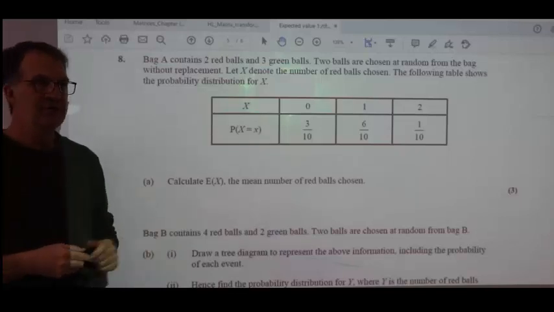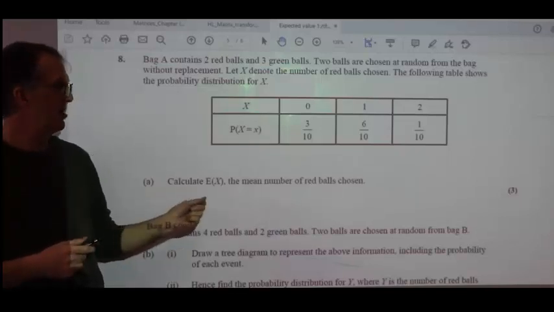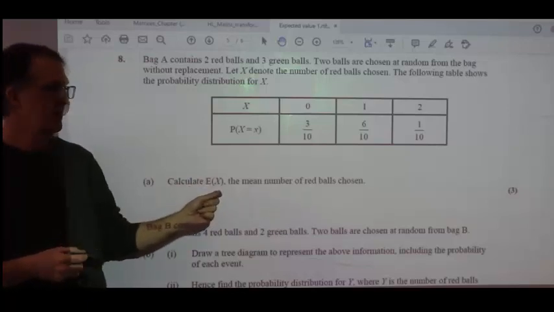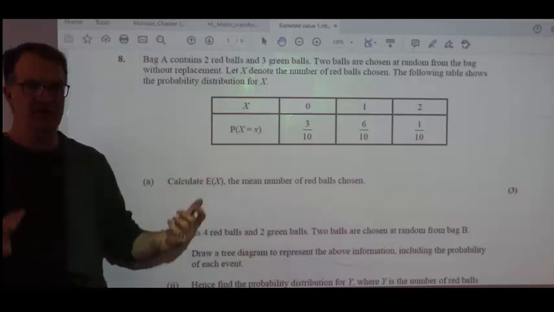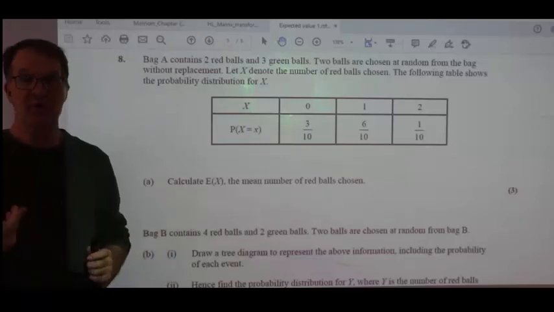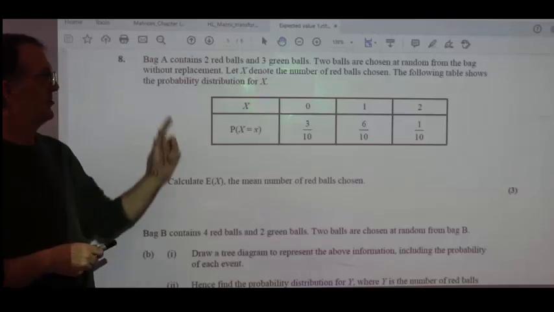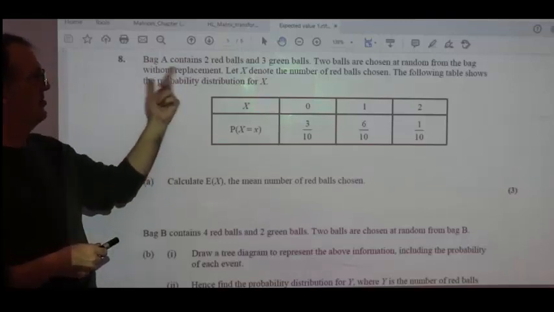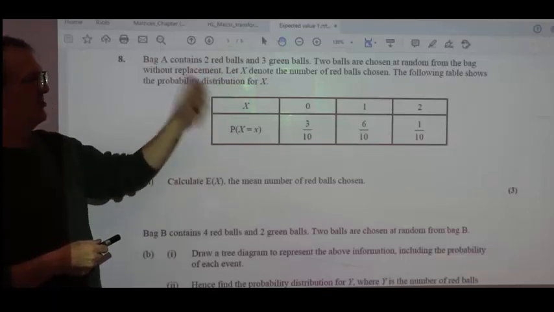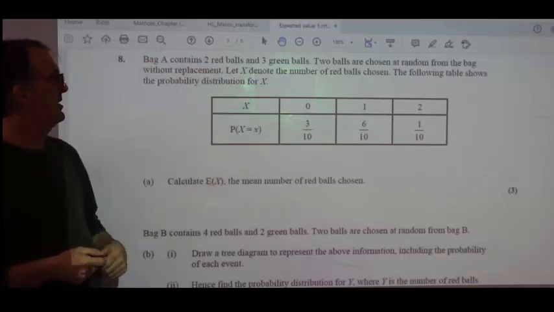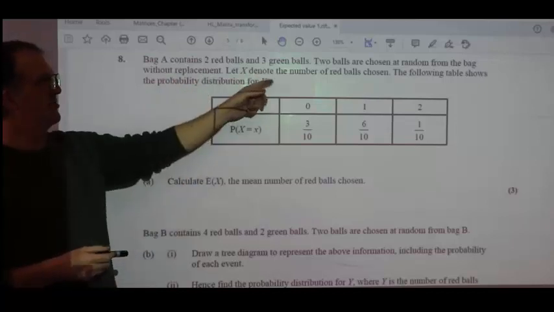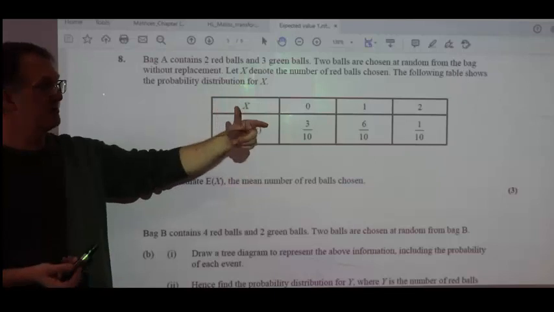I want to use this question 8 as an example. What we talk about when we think of the expected value is sort of the average value of the experiment going on. And so in this question, they say bag A contains 2 red and 3 green balls, and 2 balls are chosen at random without replacement, if that's significant. And X is to denote the number of red balls chosen.